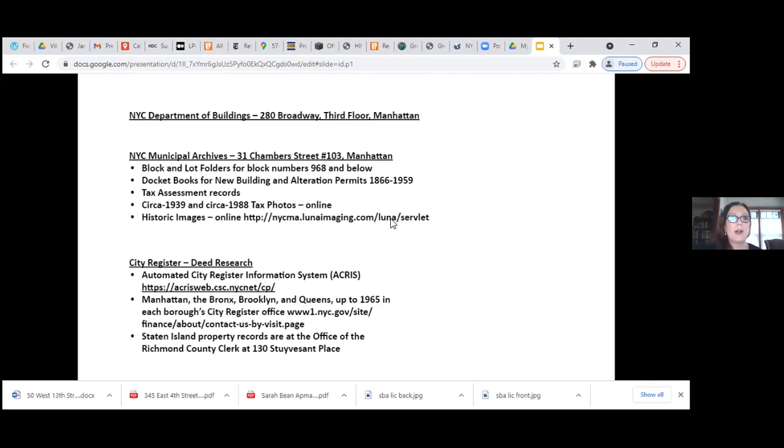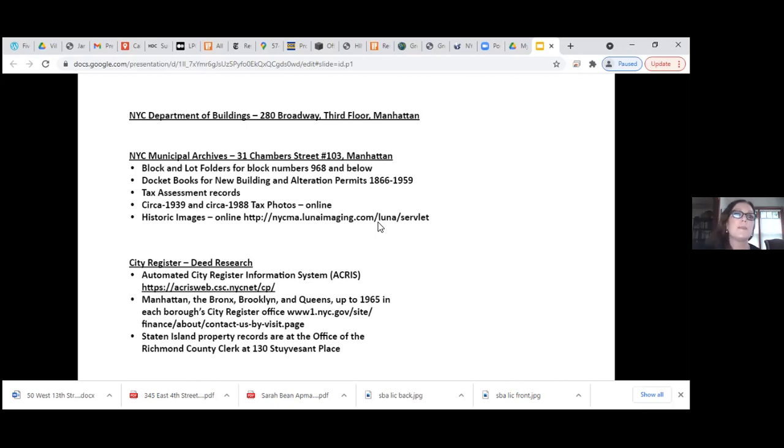Also, the Municipal Archives has circa 1939 and 1988 tax photos, which are available online. Here again, the block and lots may have changed, so you want to look at historic maps. They also have a general collection of historic images. Both the tax photos and the historic images are available at this website here.